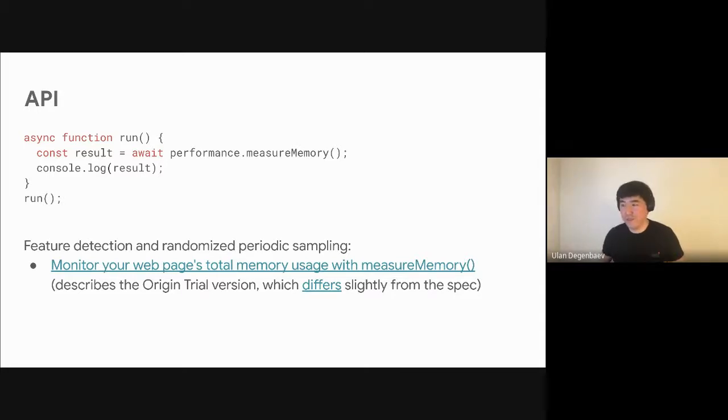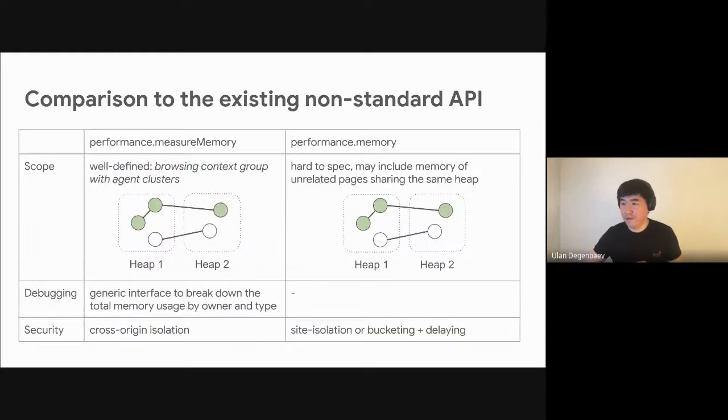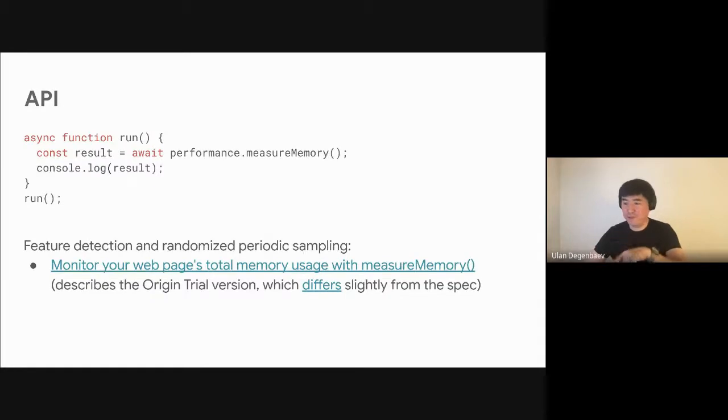Okay, so this is how the API looks, or how it can be used. It's an async method on the performance object, and it returns a promise. When the method is called, it starts measurement, and then the promise will be resolved when measurement completes. I put a link to a blog post that describes how to do proper feature detection and how to set up randomized periodic sampling that will be useful for looking at aggregated data.